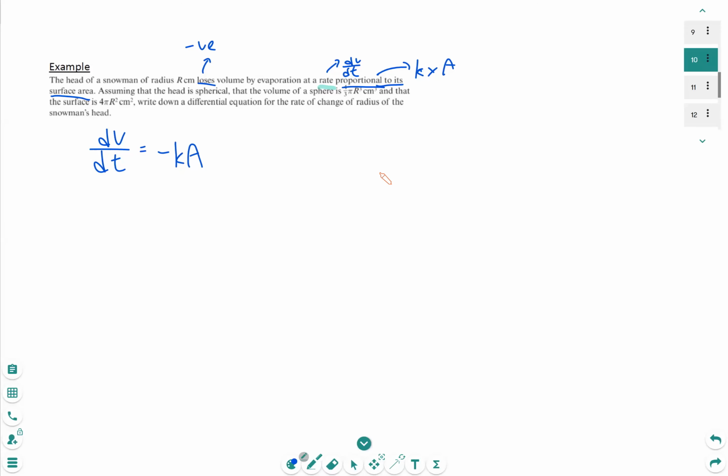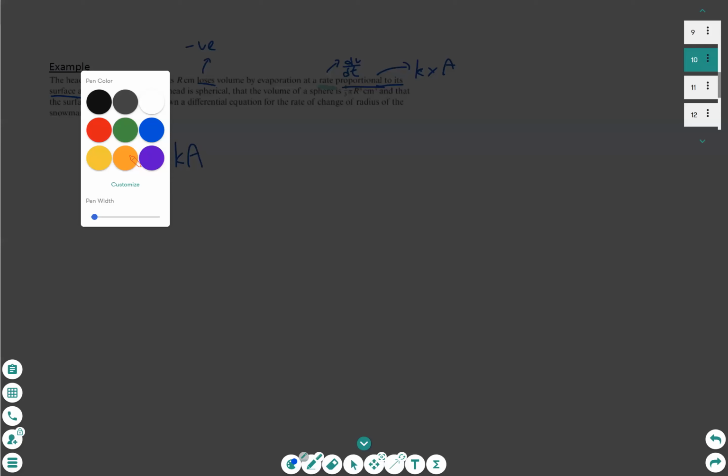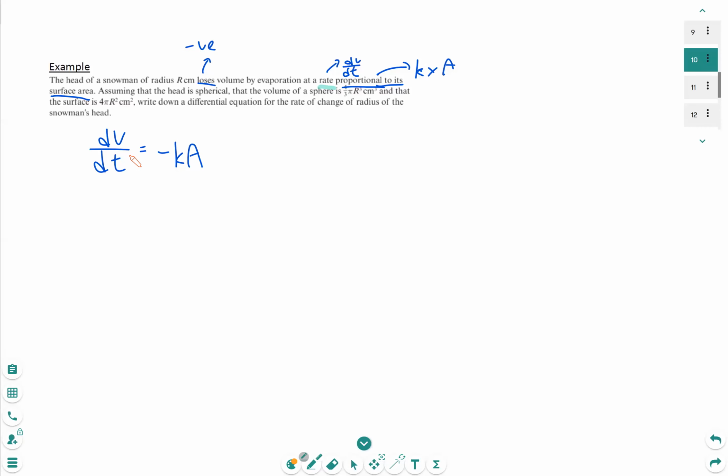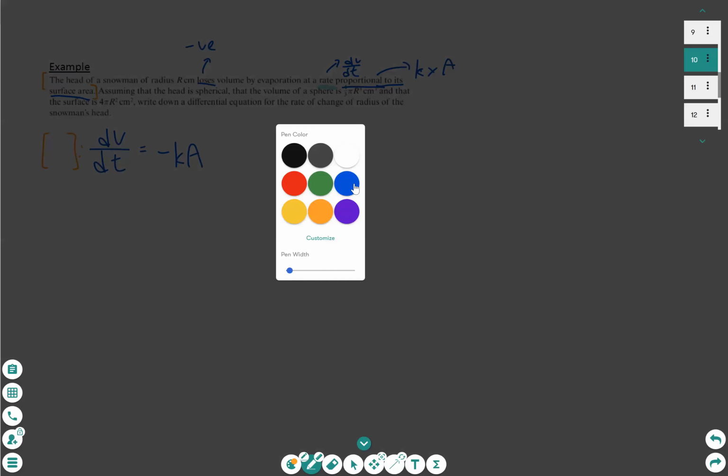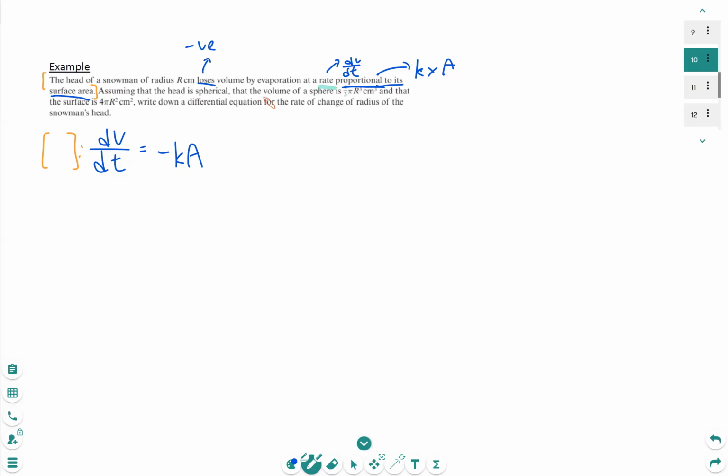So this is the first line. How can I use a different color? Okay, I know how to. Like in English, we can put a 4 in here. This way it comes from. Next, assuming the head is spherical, that the volume of a sphere is 4/3 pi r cubed, and that the surface area is 4 pi r squared, write down a differential equation for the rate of change.